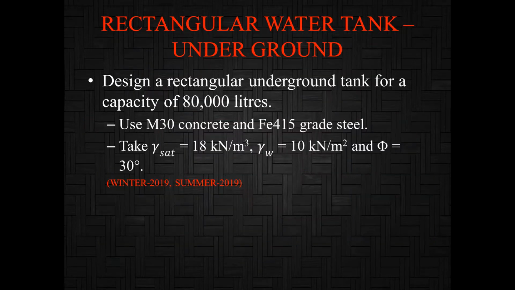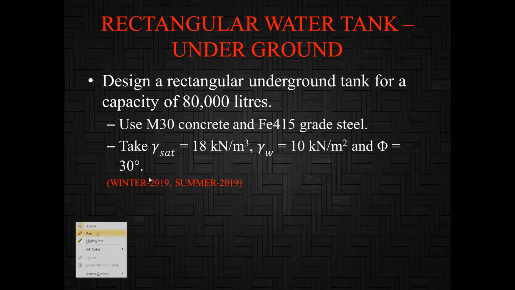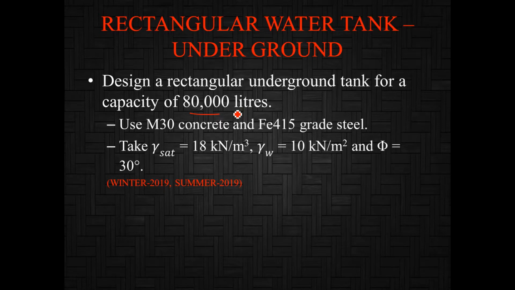Design a rectangular underground water tank for a capacity of 80,000 liters. We are going to use M30 grade of concrete and Fe415 grade of steel. Gamma saturated is given as 18 and gamma W is 10, and phi is 30 degrees. Now we are going to design the underground water tank.